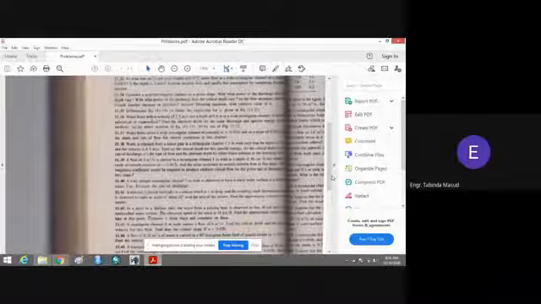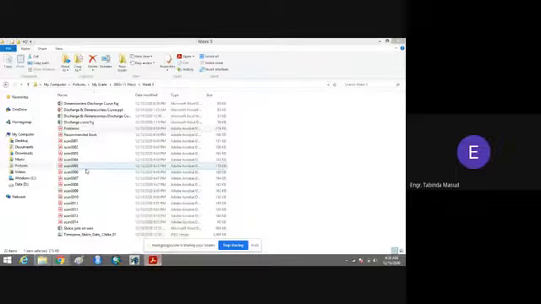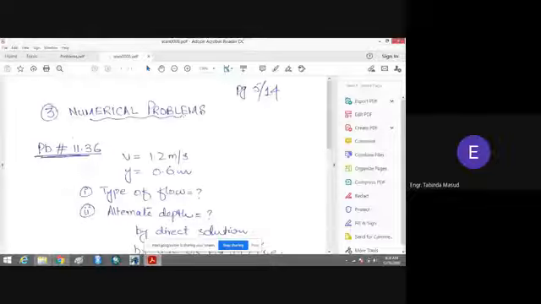And number two, we have to find the alternate depth for the same discharge and specific energy by two methods. Number one, by direct solution, and number two, by use of the figure. The figure is actually the dimensionless discharge curve. So we have to find the alternate depth by the discharge curve and by the equation.